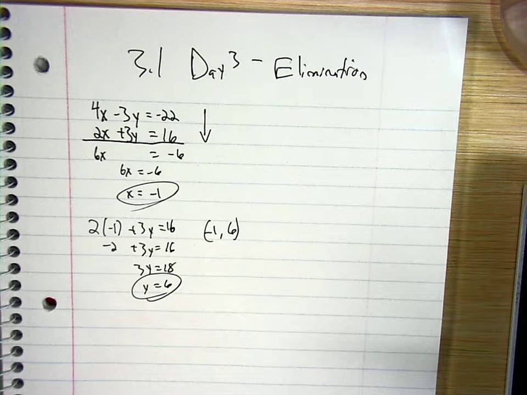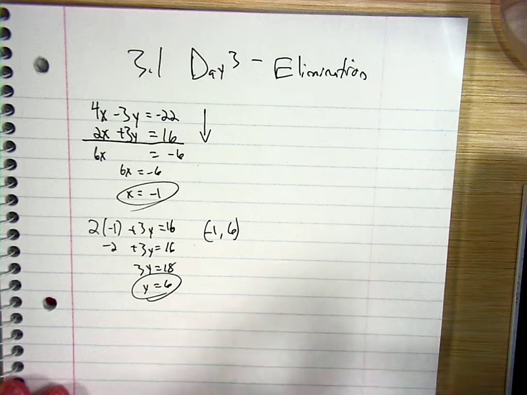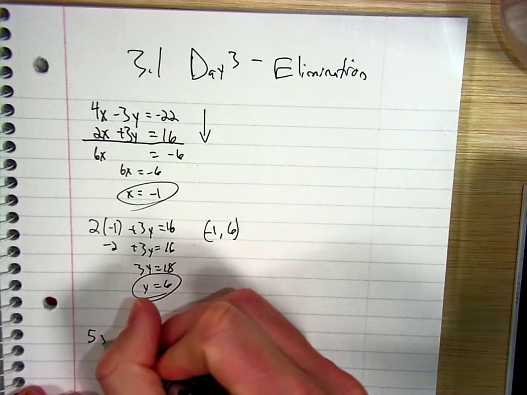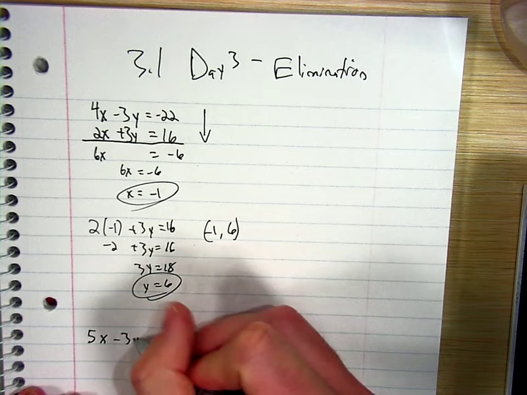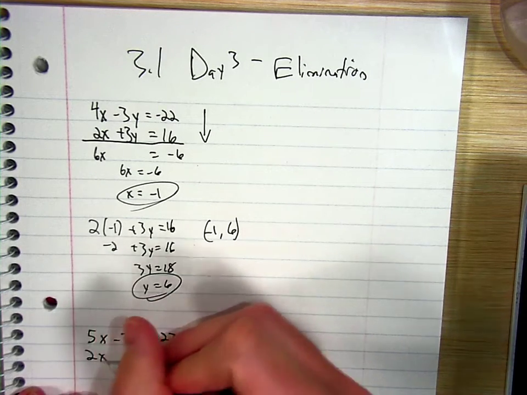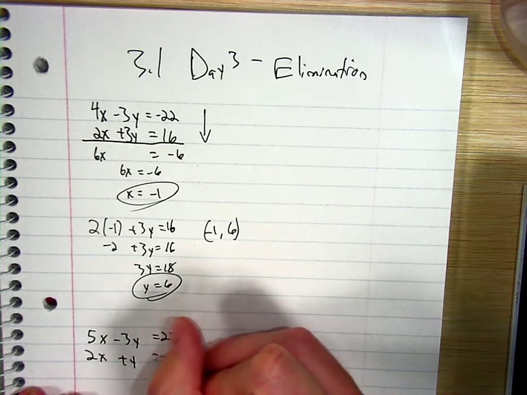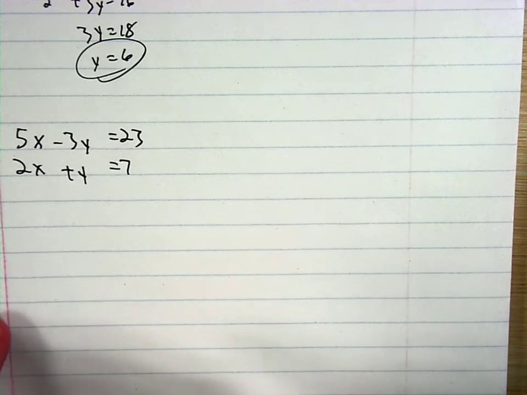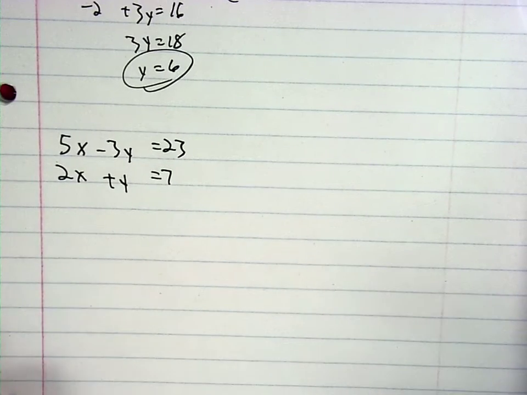So like I said, it might not always be as easy as that one. There could be problems that are a little more challenging, a little more work involved. What if we have something like this? 5x minus 3y equals 23. 2x plus y equals 7. Okay? So this isn't as easy as last time. It's not set up and ready to go for us. I'm going to have to do a little work.